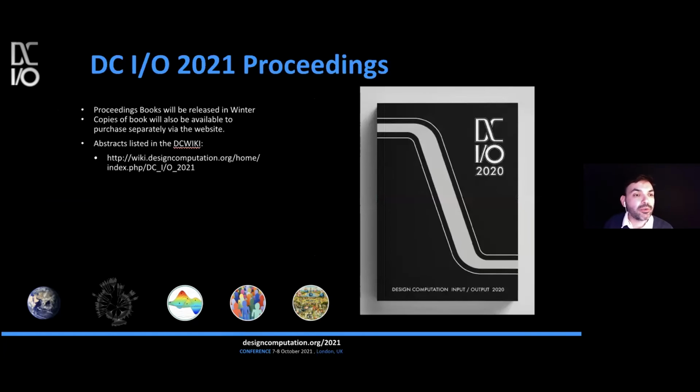We also want to bring your attention to the Proceedings book that we publish every year. So this is the book from last year. We're very excited about publishing this book. It's an ISBN registered book, and we send a copy to the British Library, and if you purchase one with your ticket, we send a printed copy to you.